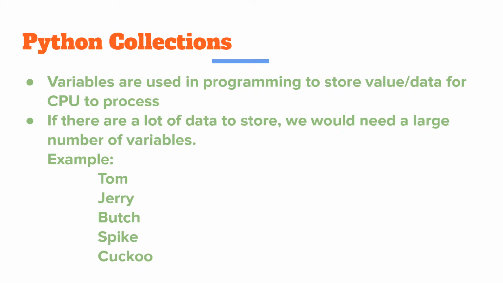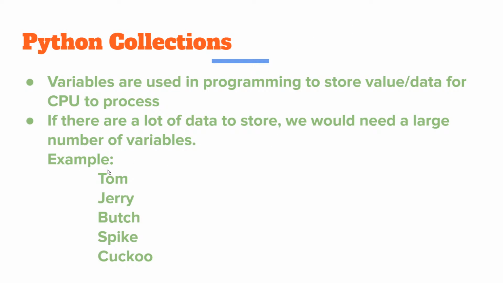So, a brief overview of what a collection even is. Variables are used to store a value or store data, and that data is then used for the CPU to process. And say we needed to store the number of apples picked by 10 friends. Now, 10 friends is 10 variables, and that can get very confusing as a programmer, as that's 10 separate variables that you need to keep track of.